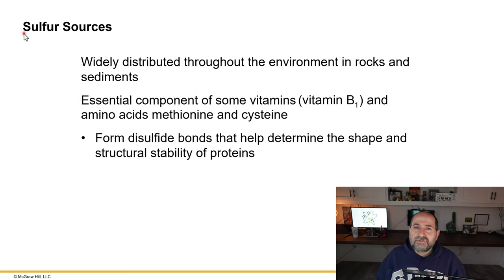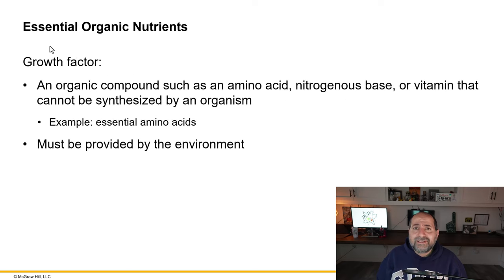And what about sulfur? Remember, sulfur is a macronutrient as well. Well, it's widely distributed throughout the environment in rocks and sediments. So it's easy to find it in the environment. It is an essential component of vitamins such as vitamin B1, and it's required in two of the 20 amino acids, methionine and cysteine.